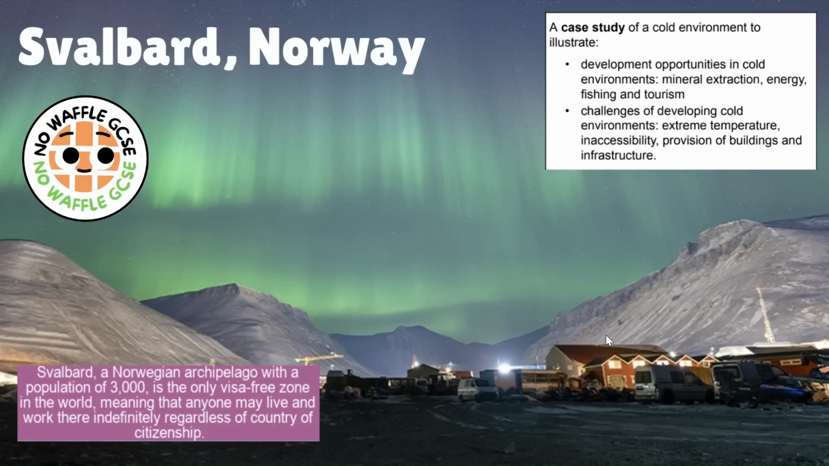Now, Svalbard, Norway is basically a group of islands, an archipelago. That's what a group of islands is, that exists between Norway and the North Pole. It has a very small population of only 3,000 people, and it's the only visa-free zone in the world. So anybody can live there and work there regardless of your country or your citizenship.